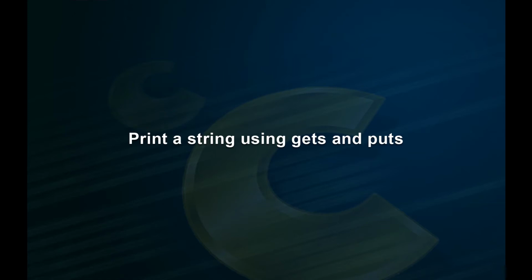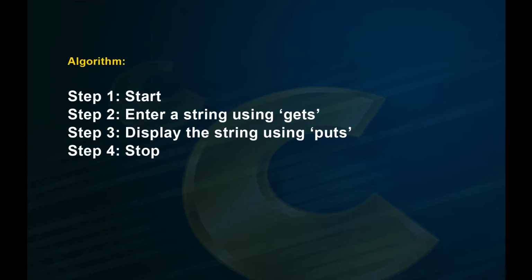Now, let us move to the next program to print a string using gets and puts. Let us first formulate the algorithm. Step 1, start. Step 2, enter a string using gets. Step 3, display the string using puts. Step 4, stop. Let us implement this algorithm as a C program.